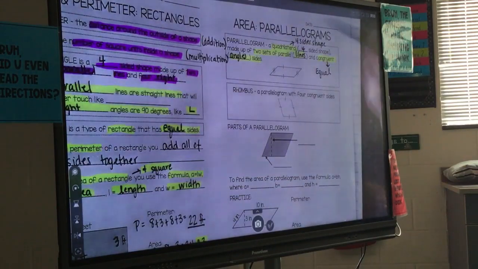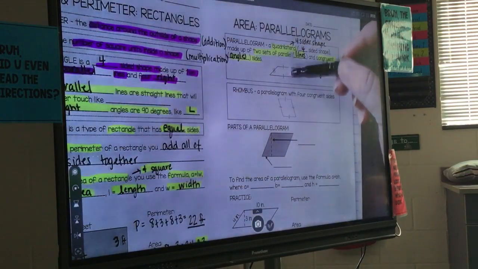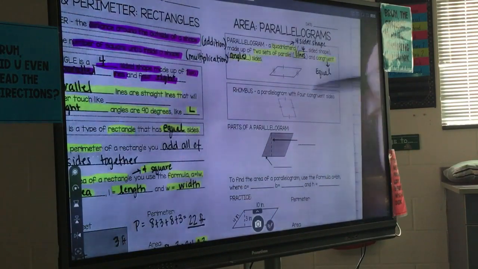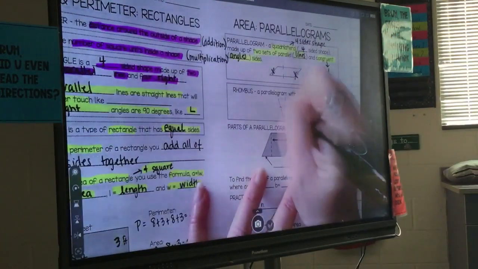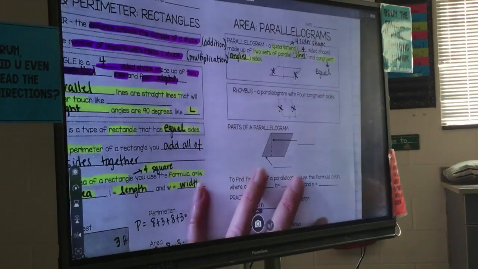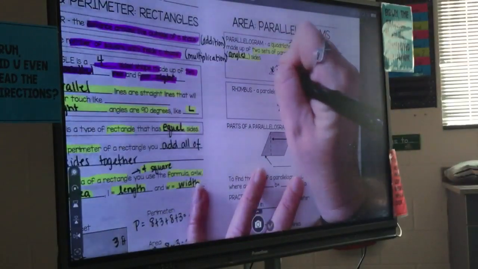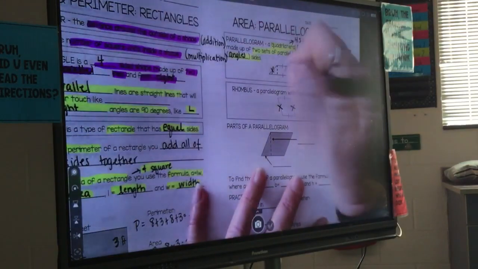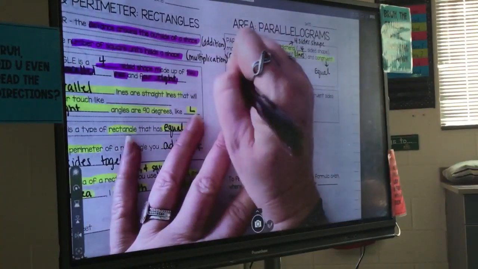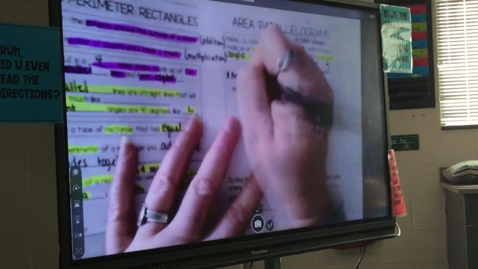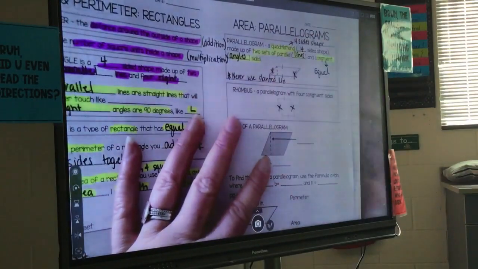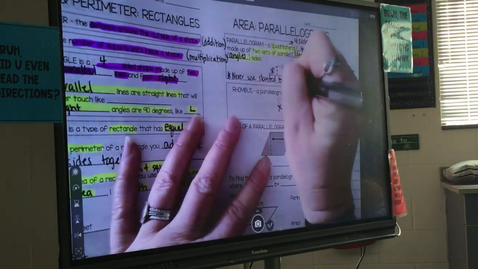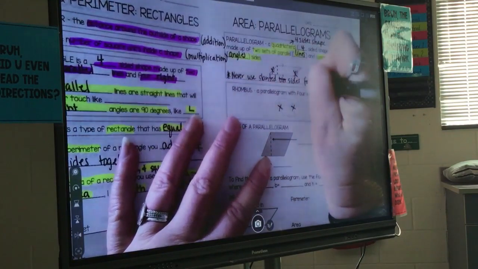So on a parallelogram, the top and bottom are the same and the slanted sides are the same. The one thing that you need to know is you never use the slants for your height in your parallelograms or your rhombuses. Your height is always going to be that dotted line. So you're going to make a little star. Never use slanted sides for height.